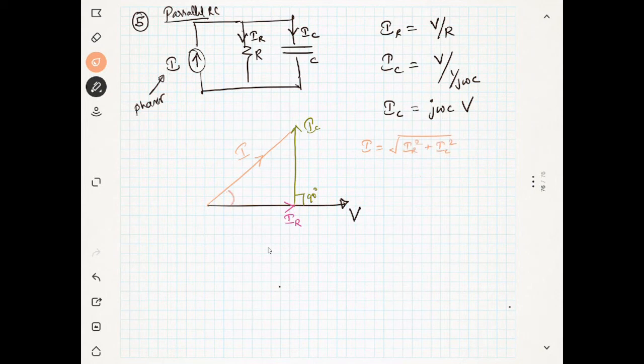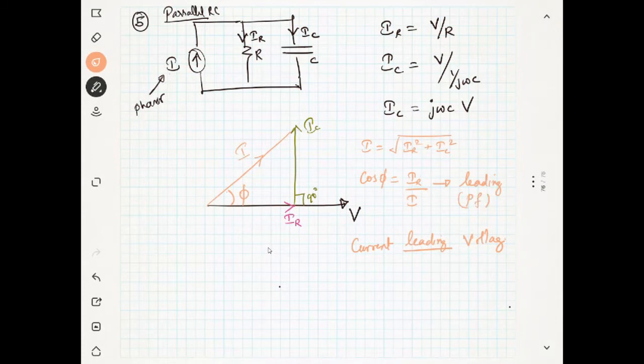Okay. And what will be my cosine phi? Cosine phi is IR by I. And you can see the current is first, then the voltage. Is it leading or lagging? Leading, sir. The current is leading. So this is a leading power factor. The power factor is a leading power factor, we will say.